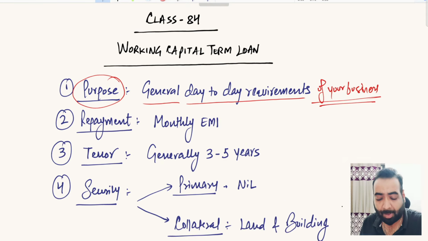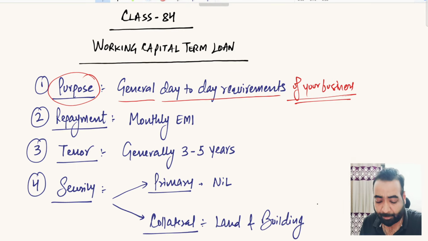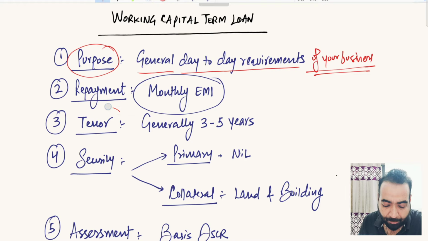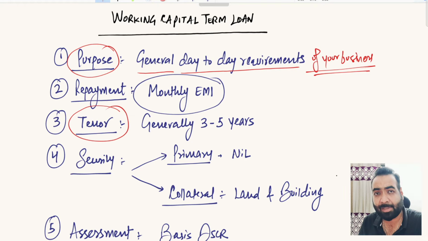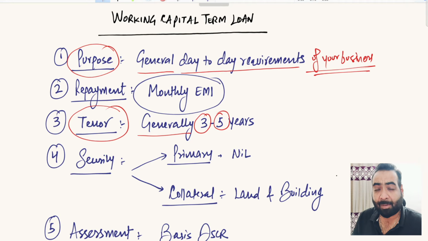Now coming to the repayment, again this is a long-term loan which is repaid by way of monthly EMI, as we have learnt in machinery term loan and building term loan also. But the tenure of this loan, since this product is considered as a negative product, the banks generally give the working capital term loan from 3 to 5 years only, generally 3 years and going up to 5 years as well. But some private banks with higher risk appetite can give the loans up to 7 years as well, right?